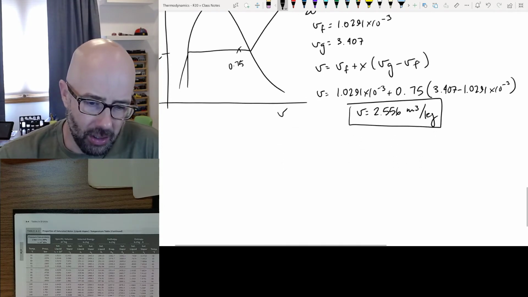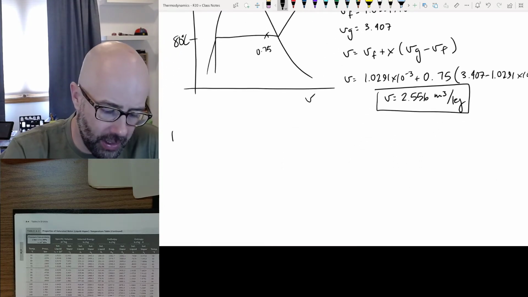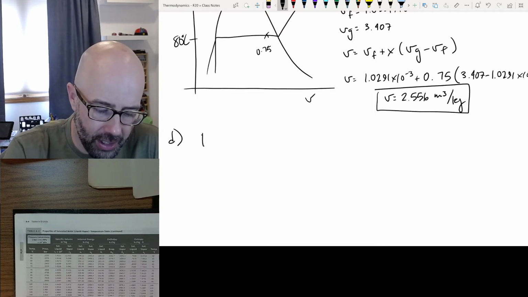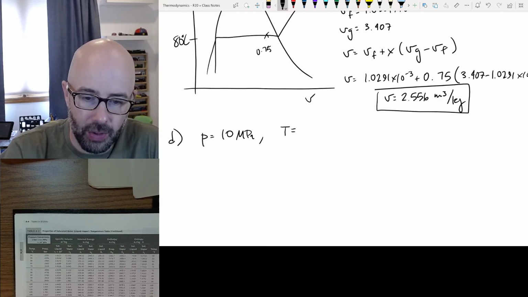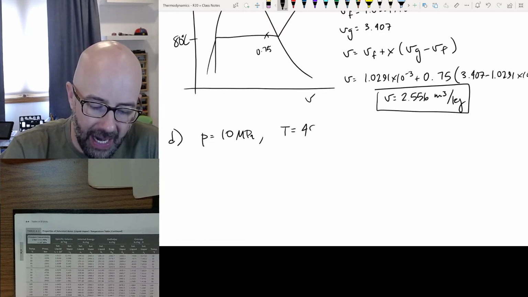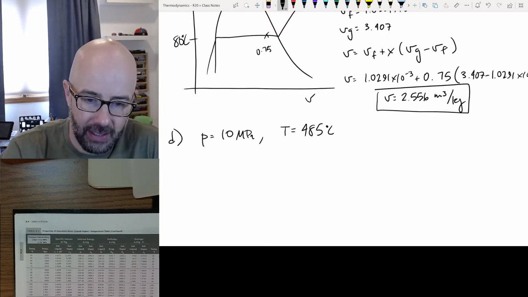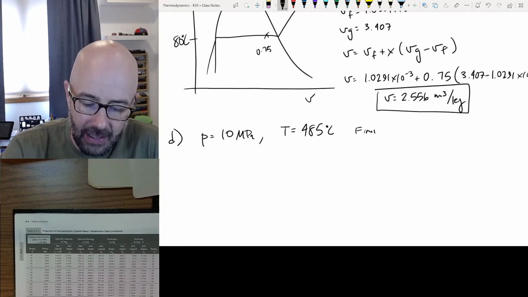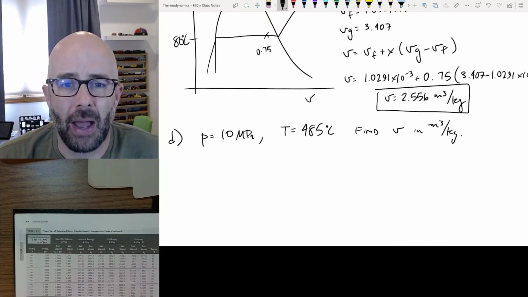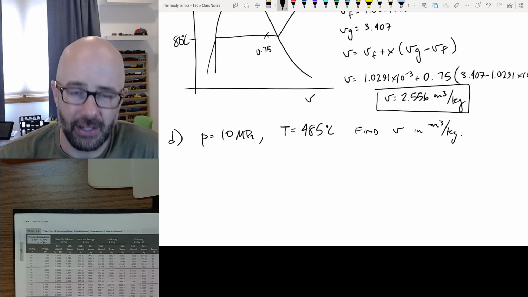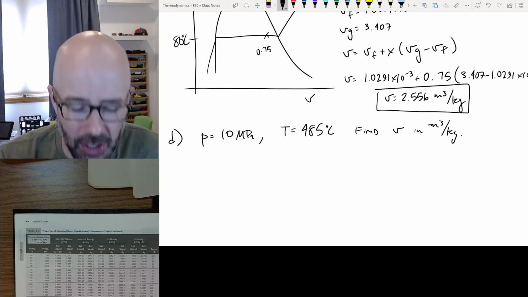For your lecture quiz question, here is what you need to do. You need to find, at a pressure equal to 10 megapascals and a temperature equal to 485 degrees Celsius, my specific volume in meters cubed per kilogram. I'm going to start you on this so that you have some effort here and know what you're doing.